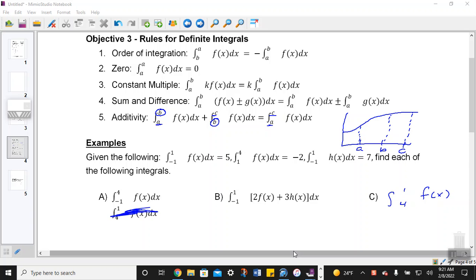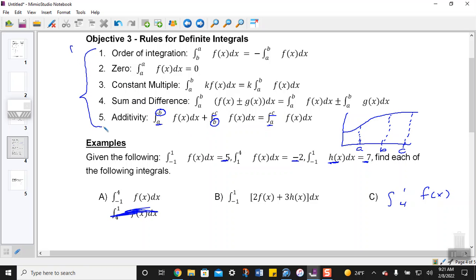All right, my friends, let's take a look at this right here. It says, given the following, I've got an integral from lower limit 1 up to 4 of some function f of x equal to 5, and an integral from -1 to 1 of f of x equal to -2, and then from -1 to 1, a different function. Notice the difference right here: it's not f of x, it's h of x, and that's equal to what? So find each of the following integrals. We want to see if we can use some of these rules right up here.